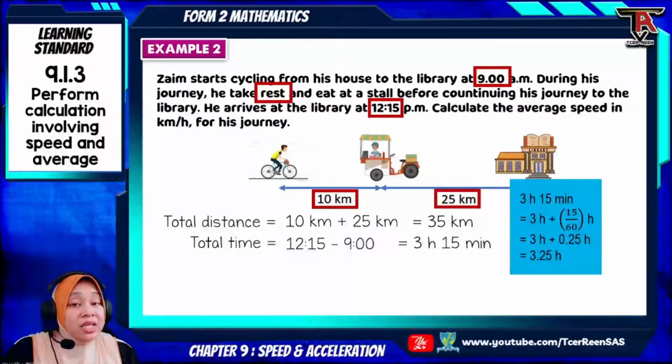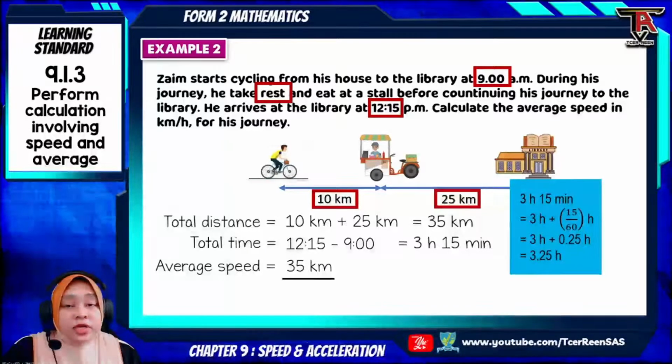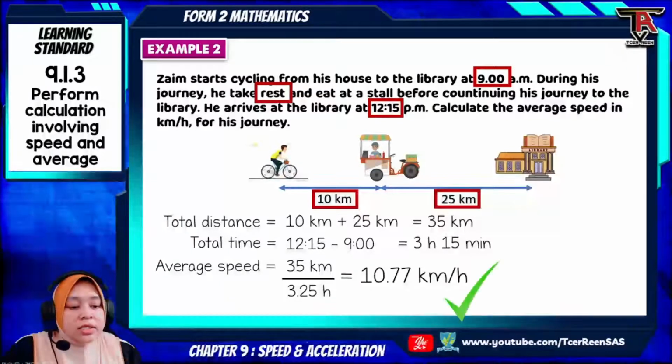We take the minutes and change it to hours, which is 15 divided by 60, because 1 hour equals 60 minutes. So you can get 15 minutes equal to 0.25 hour. We add both 3 hours and 0.25, and we get the total time, which is 3.25 hours. So for the average speed, we take the total distance, which is 35 kilometer, divided by 3.25 hours. What you get here is 10.77 kilometer per hour. That is the average speed for his journey.